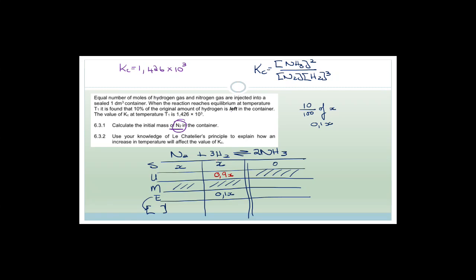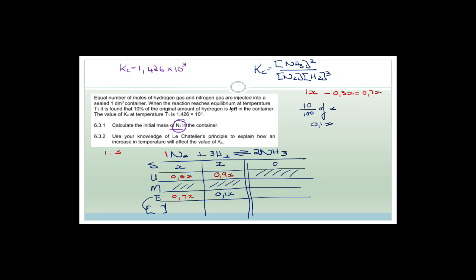So therefore, we now need to work on the ratio. So the ratio is 1 mole to 3 moles. So if I've used up 0.9x of hydrogen, I have to have used up a third of that for nitrogen. So therefore, I have used up 0.3x. Okay, happy with that? So what are we left with? We started with x, we're subtracting 0.3x, and that's the same as 1x minus 0.3x, which is 0.7x. So that's what we've got at equilibrium: 0.7x of the nitrogen.